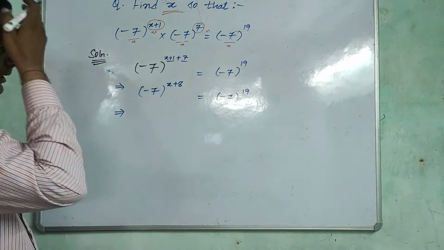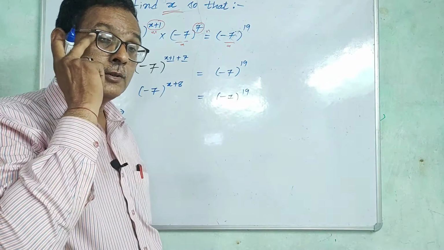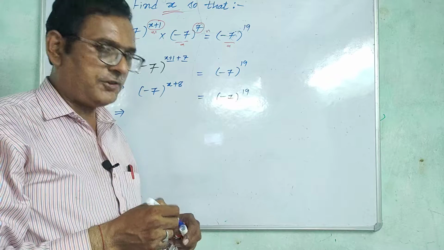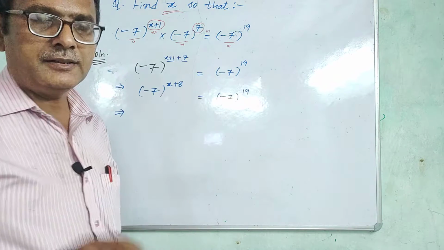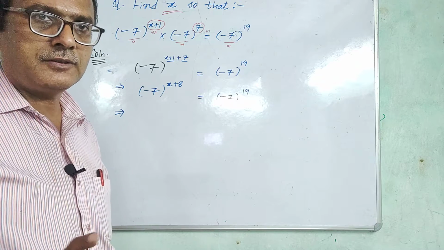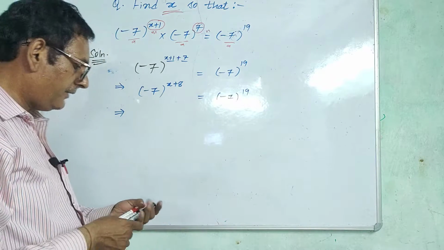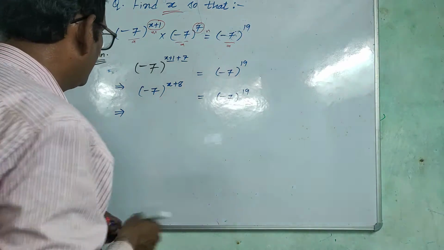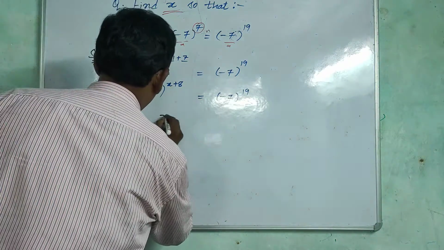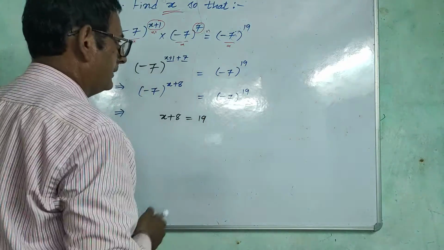now here if you see, bases are same on both the sides of the equation. So whenever we come across this situation, while simplifying, we come to a specific stage where bases are same on either side of the equation, then we can equate the power. The powers can be compared. So we can compare the powers. X plus 8 equals 19.